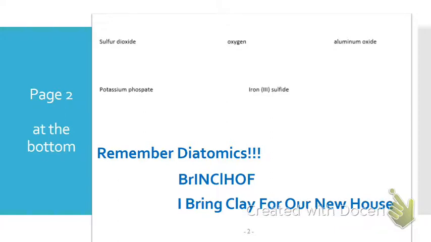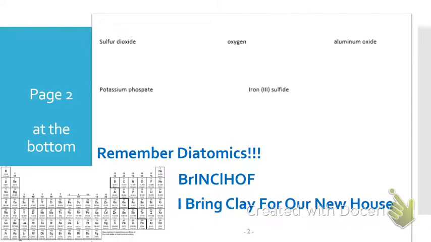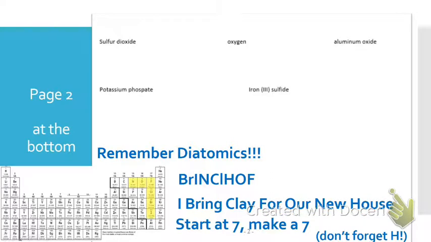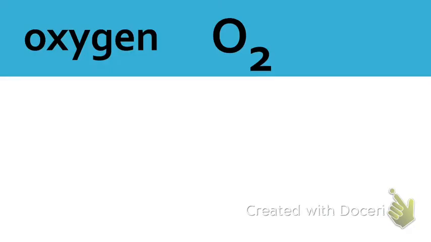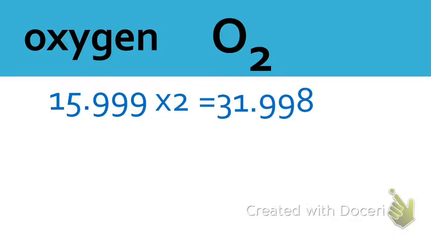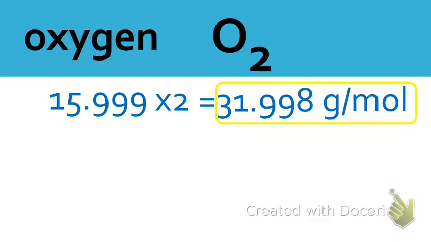Each of those words starts with the symbol of a diatomic. Or you can use the periodic table, and if you start at element number 7, make a 7, and don't forget hydrogen over here. Those are all of our diatomics. So make at least one note to remember those and one key or one way to do so at the bottom. And let's go back to oxygen. I just have to find oxygen times 2, gets me my answer, and we're done.